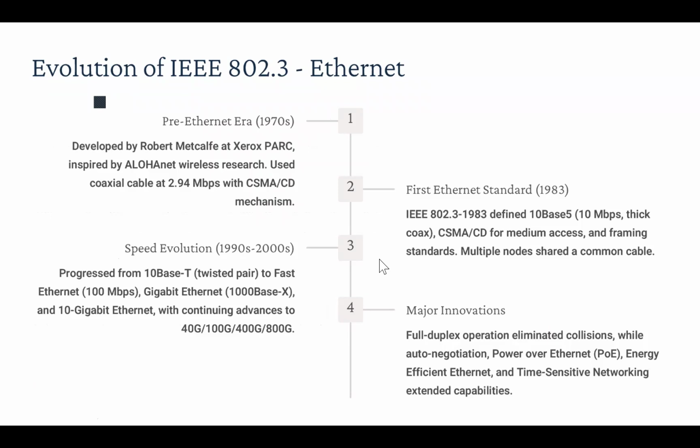Now, basically, Ethernet was initially developed by Robert Metcalfe as a wired version of the AlohaNet wireless system. The goal was to allow multiple devices to communicate over a single cable. The early versions of the Ethernet prototype were using a coaxial cable to connect the computers and operated at a data rate of around 2.9 megabits per second.